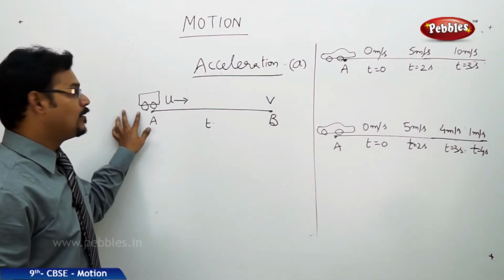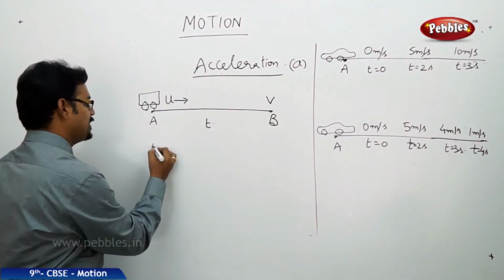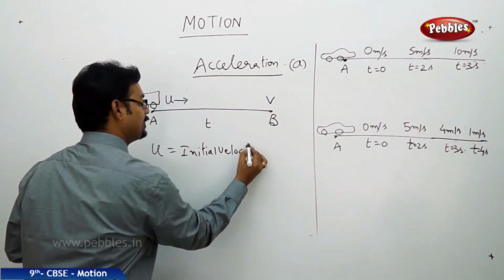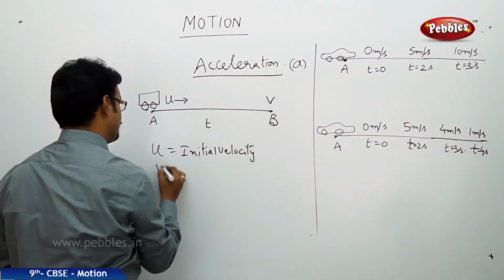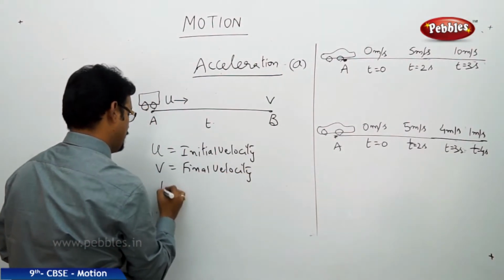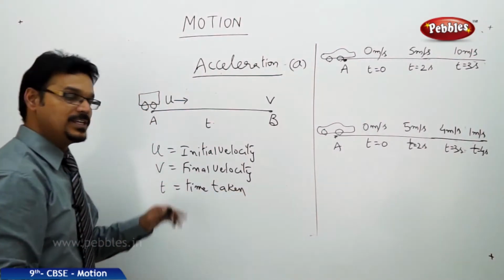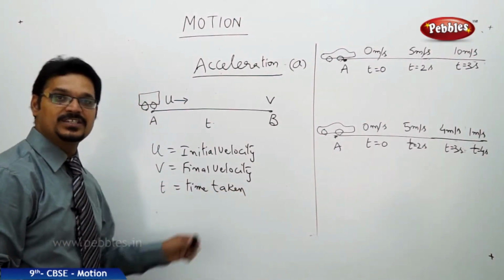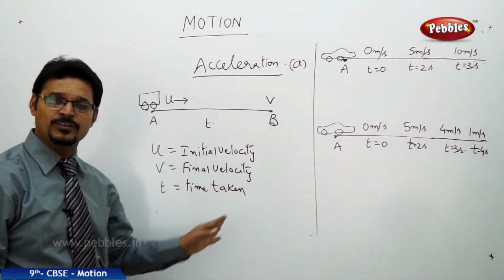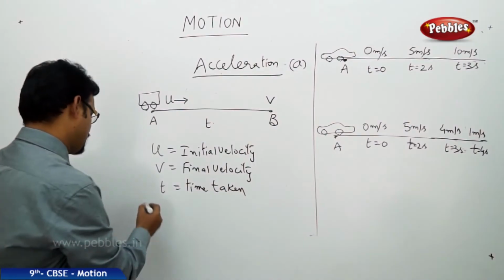A vehicle is moving with initial velocity u. U represents initial velocity. Let me write here. U is initial velocity, V is final velocity, T is time taken. Always use the same symbols for the same thing. Initial velocity, wherever you go in physics, it is U. Final velocity is V. Now, what is acceleration defined as?